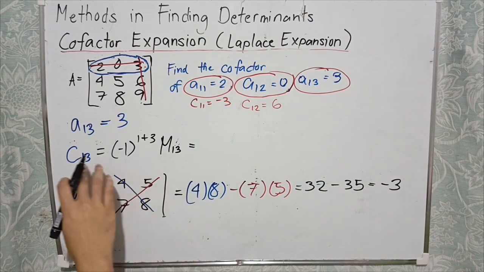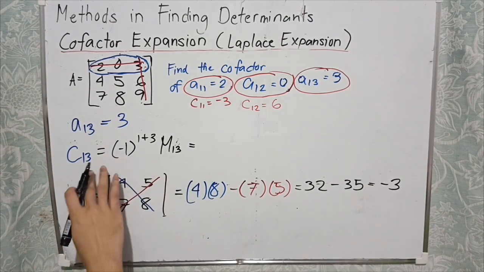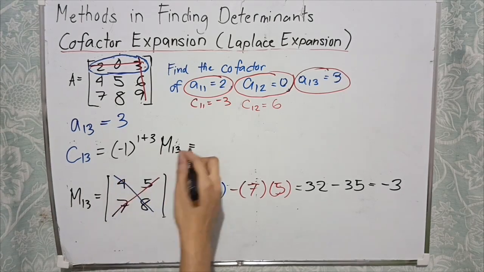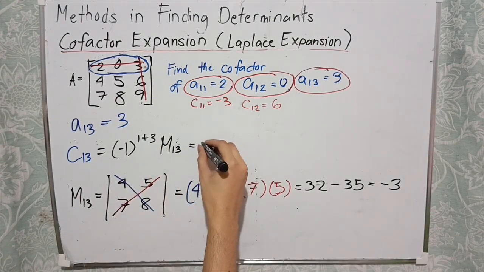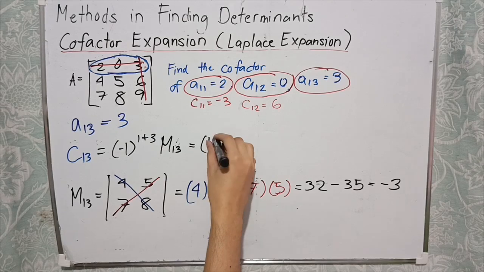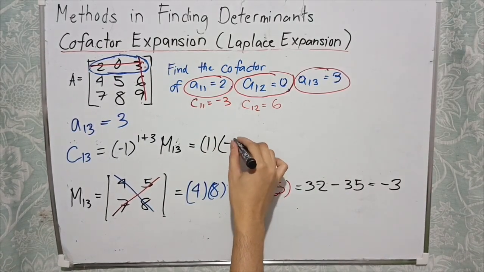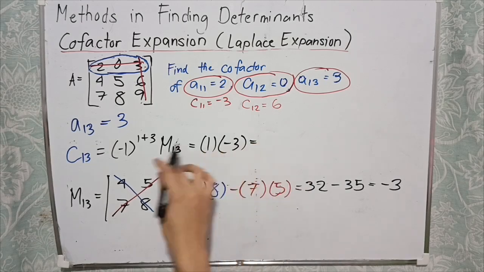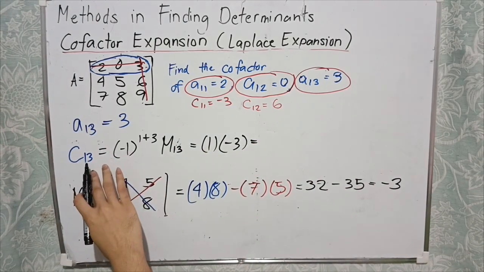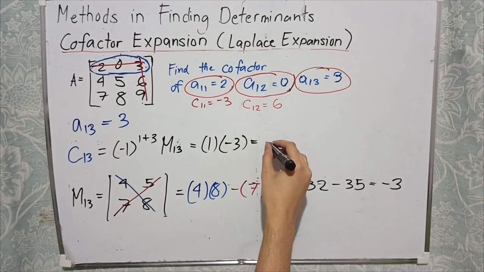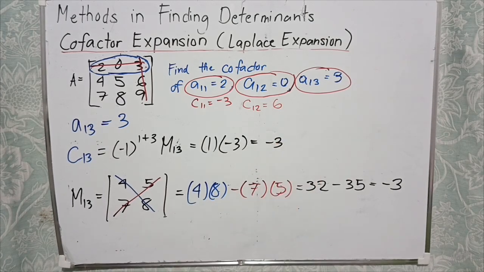Back to this equation, we have the cofactor times this: negative 1 raised to 1 plus 3 is simply equal to positive 1, times its minor, which is negative 3. So our cofactor C13 of this element A13 is equal to negative 3.